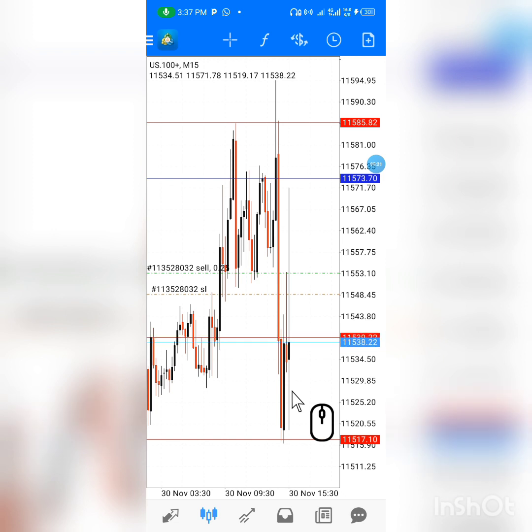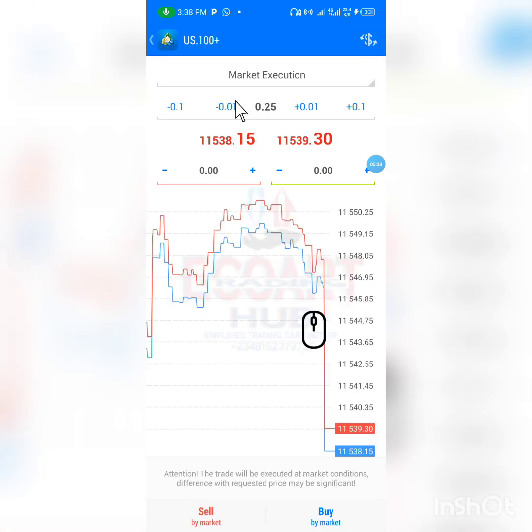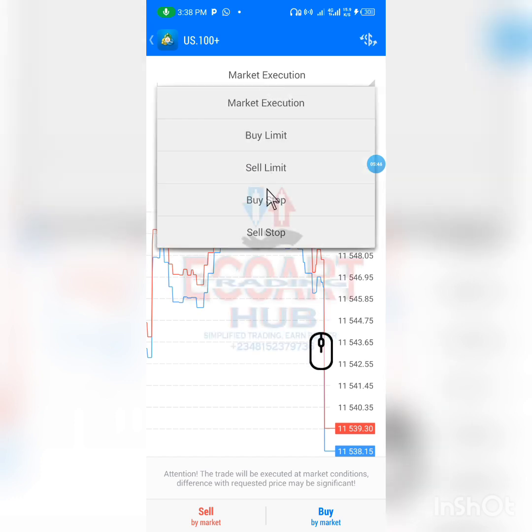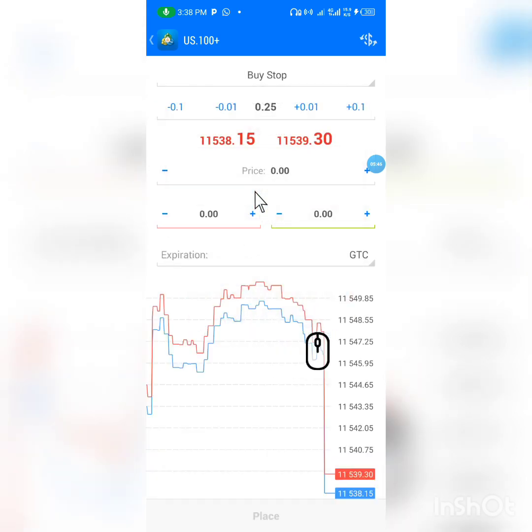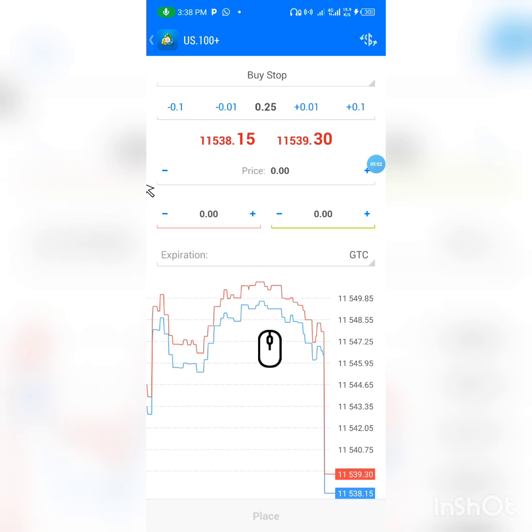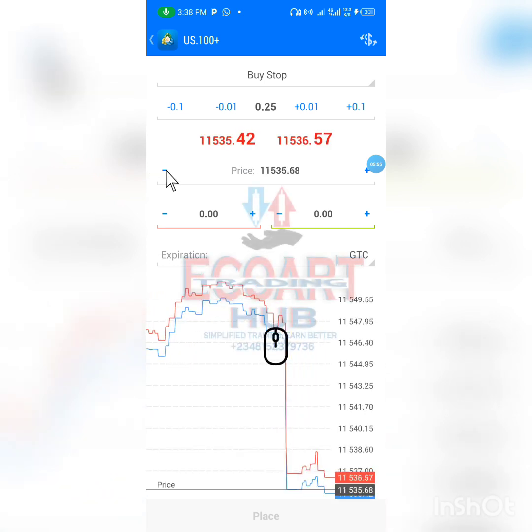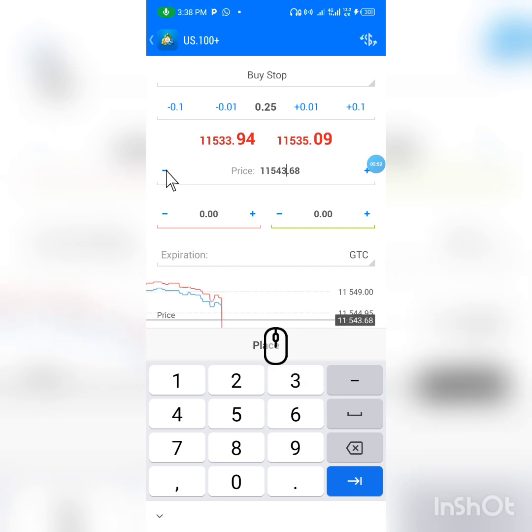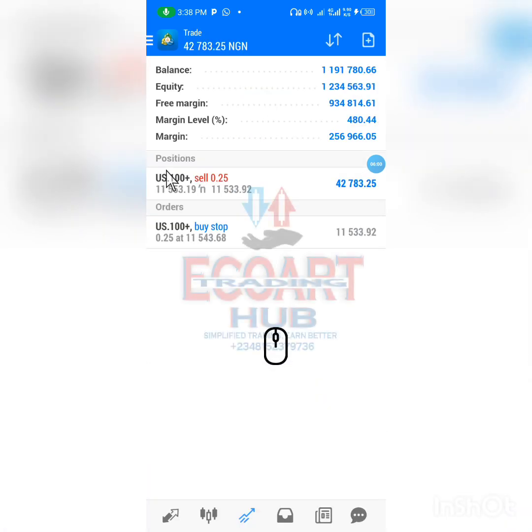Now, for buy stop, a buy stop is placed above the current market price and you're expecting the market to keep buying in order for you to make profit. So the next thing you do is you click here to place a buy stop. You come to market execution and you place a buy stop. So you're going to pick a price above the current market price, and I'm going to pick 11543 as my buy stop order, and I'll place.